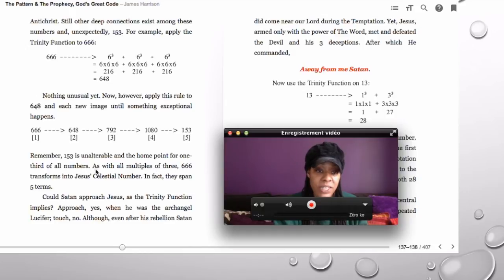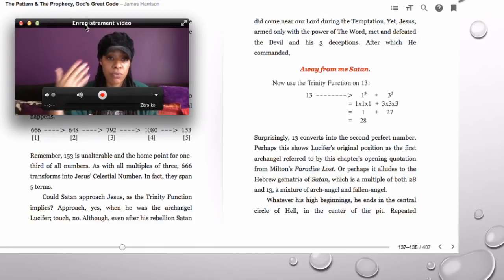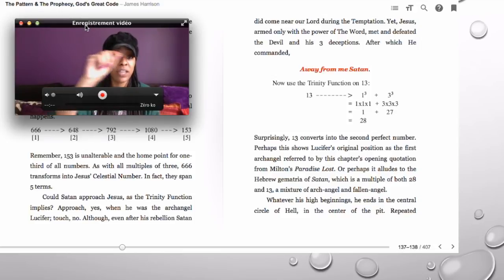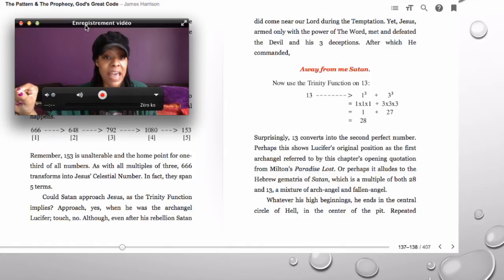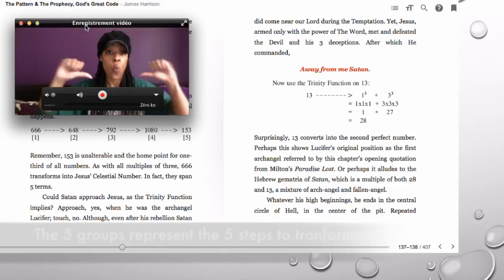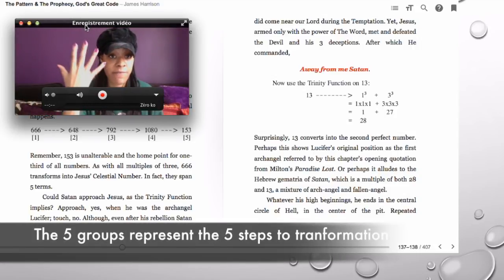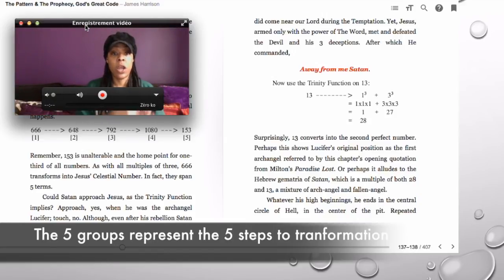With all multiples of 3, 666 transforms into Yahushua's celestial number. In fact, they span 5 terms. So what I'm saying is this is a mathematical proof, mathematical description as to why there are 5 groups to Yahushua's bridal army and 5 groups to Satan's army, because that is exactly the steps that it takes to transform from that evil to that holy. It takes 5 steps, 5 groups. We, us, 5. Boom, drop the mic.